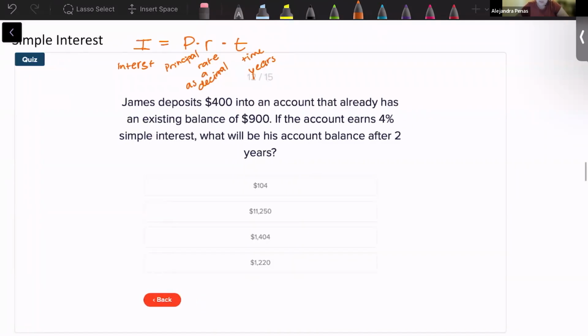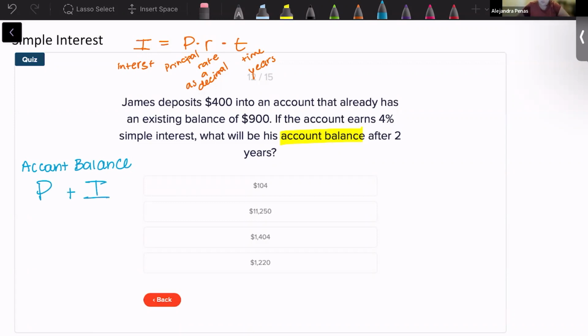So this problem states, James deposits $400 into an account that already has an existing balance of $900. If the account earns 4% interest, what will be his account balance after 2 years? So account balance is not the same thing as interest. Account balance is how much money you got in total. You had the money that was there to begin with, plus all the interest you accumulated. So when you're looking for account balance, that is always going to equal your principal plus the interest that you accumulated.